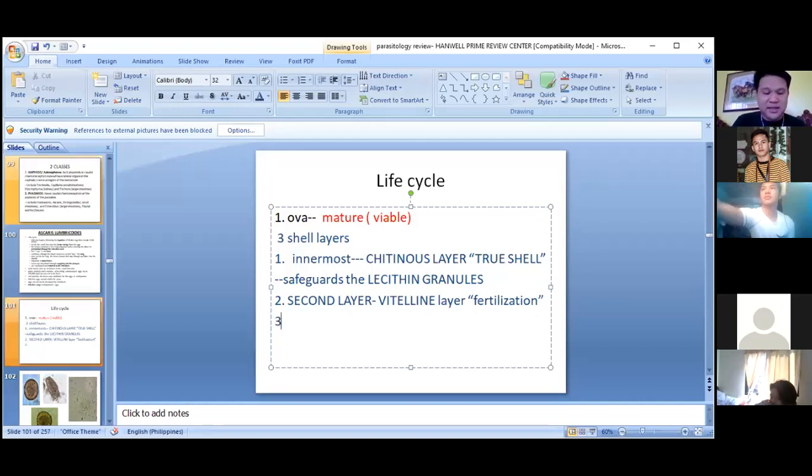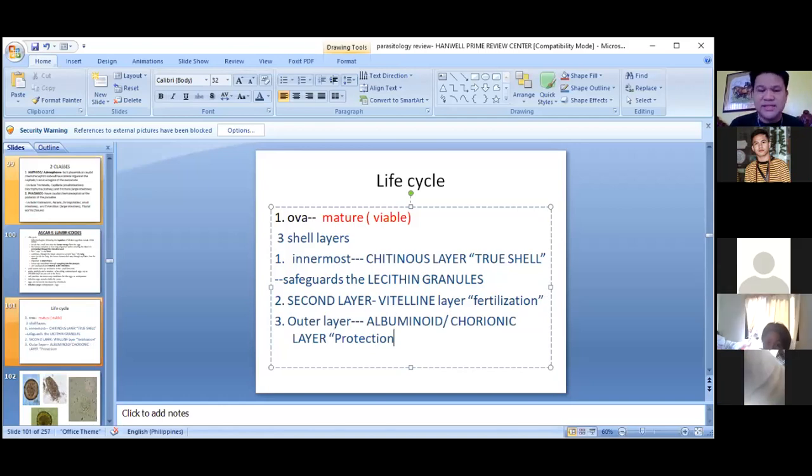Okay, and then the last one would be your outer layer. The outer layer is known as your albuminoid layer. The other name for your albuminoid layer is chorionic layer. Now, what is the purpose of having the outer layer? It works for two functions. The first one is a protection function. So it is valued because it has a role for protection of the ova.